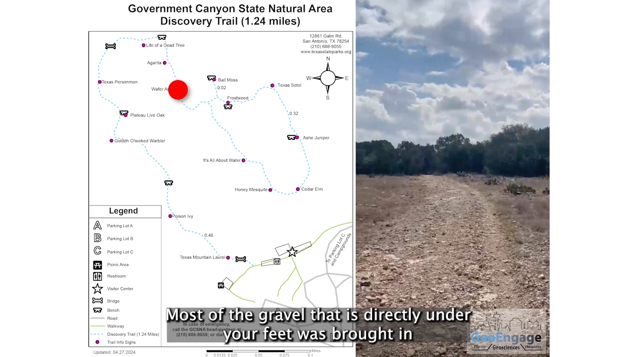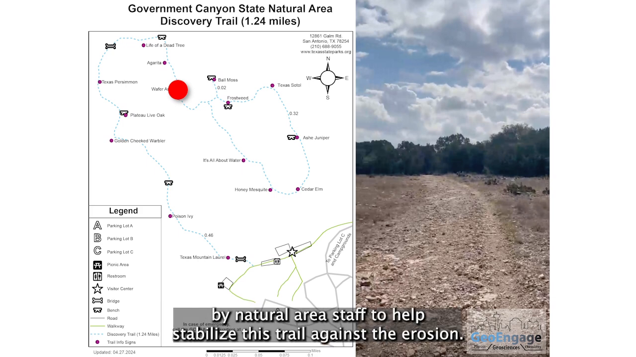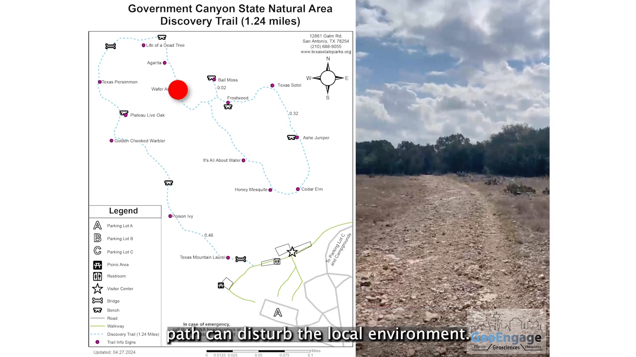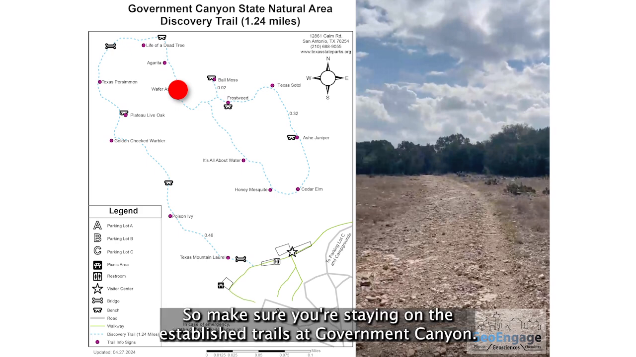Most of the gravel that is directly under your feet was brought in by natural area staff to help stabilize this trail against erosion. But it also helps keep the human footprint around here fairly small by clearly defining the trail boundary. People wandering off the path can disturb the local environment, so make sure you're staying on the established trails at Government Canyon.